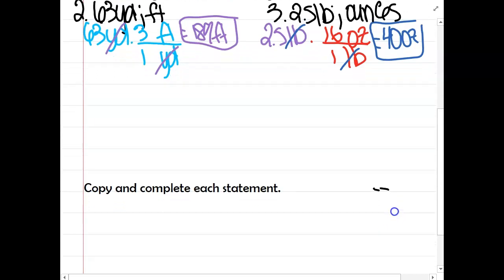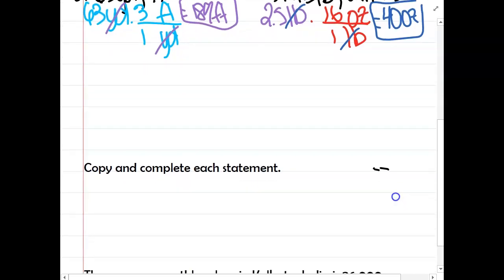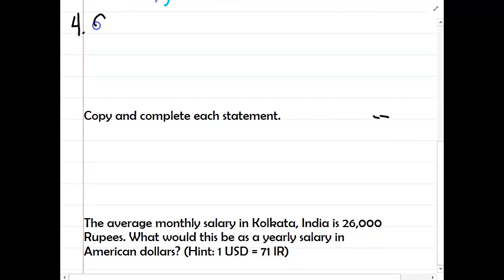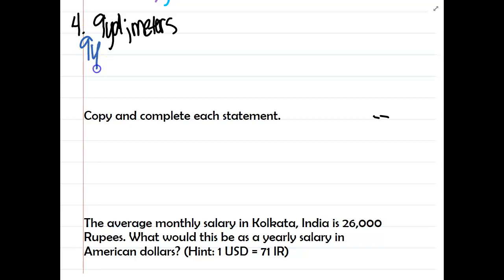Any questions on the first 2 there? Okay. What if I want to do 9 yards to meters? 9 yards into meters. Okay, so we'll start by writing down our 9 yards.